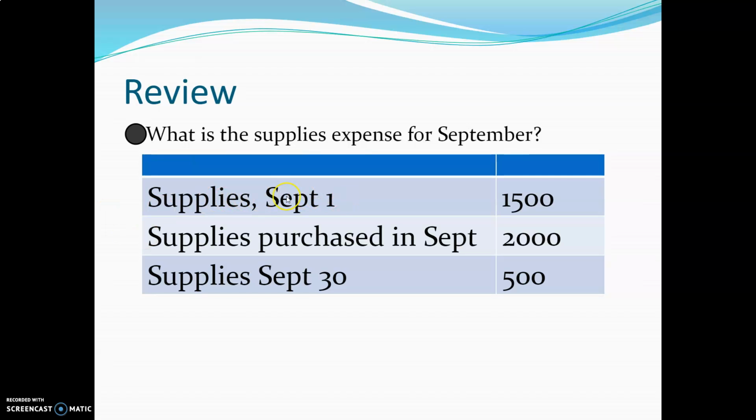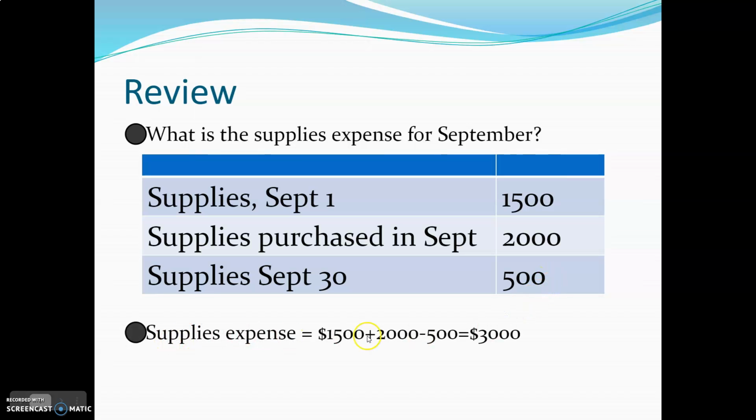Well, at the beginning of the month, we've got $1,500. At the peak, we added another $2,000, making $3,500. But at the end, we do an inventory count, and there's only $500 left. So if we went from $3,500 down to $500, that means that we've used up $3,000 worth. So our supplies expense would be $3,000.